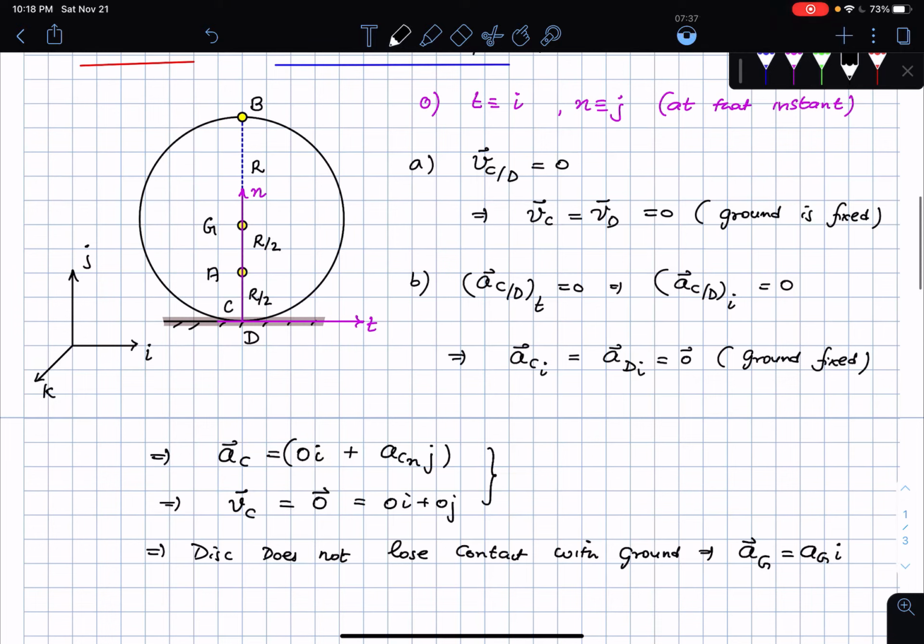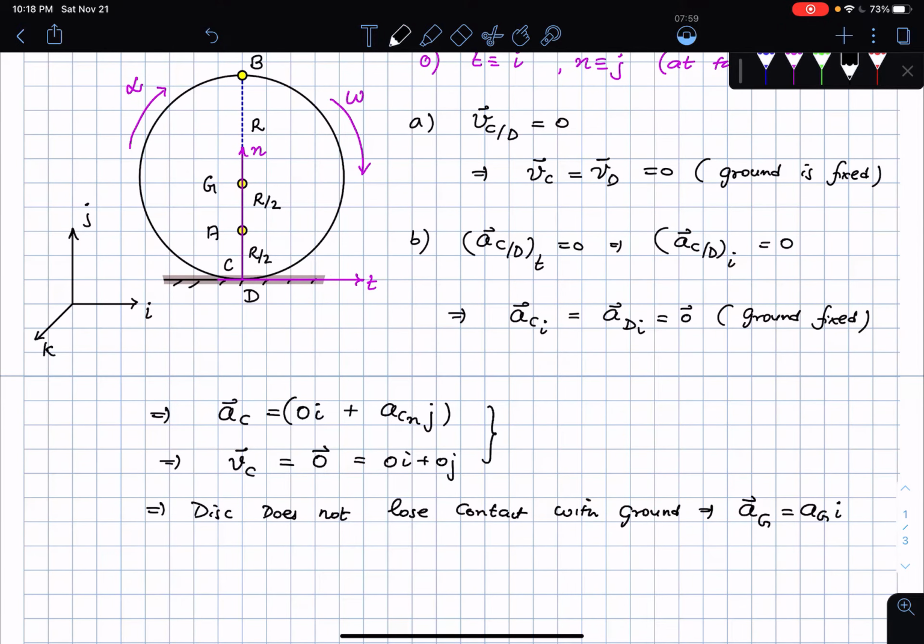I'm going to assume that the disk is rolling in the clockwise direction, so I'm just going to give it a clockwise angular velocity and a clockwise angular acceleration. I'm going to call this omega of the disk, omega D, and let me just call it omega, and then let me call this alpha. I'm going to assume both of them to be that way. So assume that omega is minus omega K, and alpha is minus alpha K.